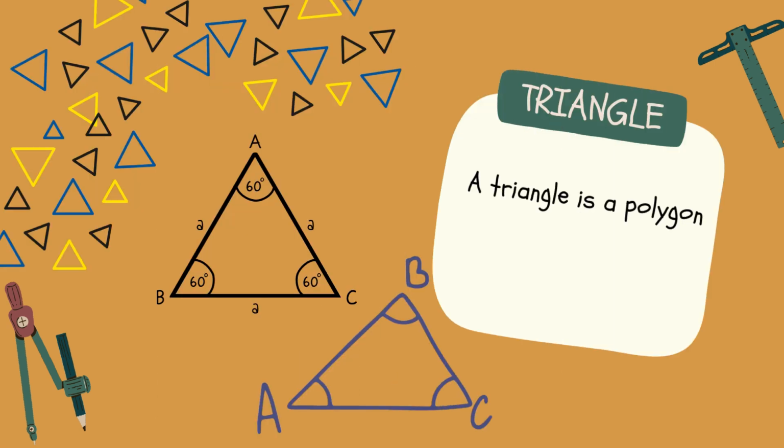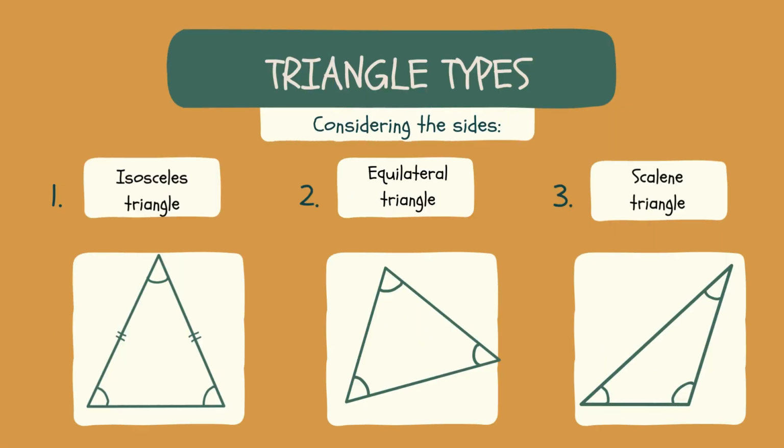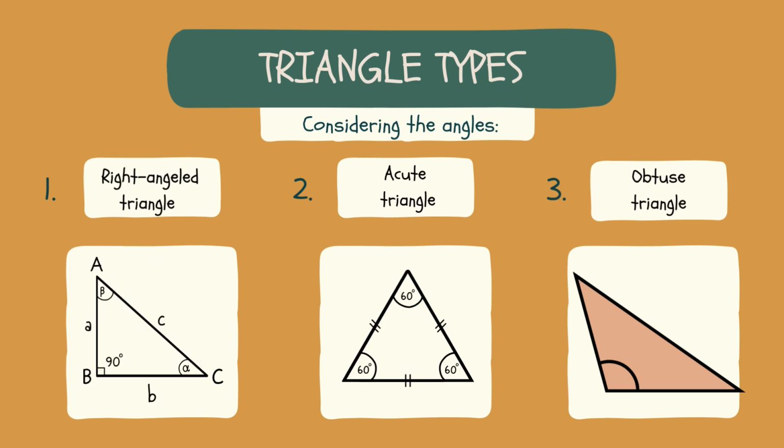Triangle. A triangle is a polygon with 3 sides. Triangle types considering the sides. 1. Isosceles triangle. 2. Equilateral triangle. 3. Scalene triangle. Triangle types considering the angles. First, right angle triangle. Second, acute triangle. Third, obtuse triangle.